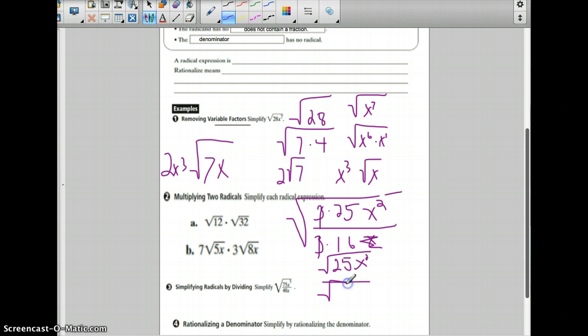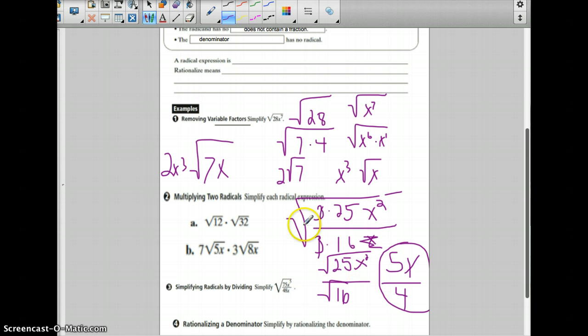and then I have the square root of 16. Square root of 25 is 5, square root of x squared is x. So I have 5x. In the denominator, I have the square root of 16, which is 4. So in simplest radical form, I have 5x over 4, which is equivalent to the square root of 75x to the third over 48x.